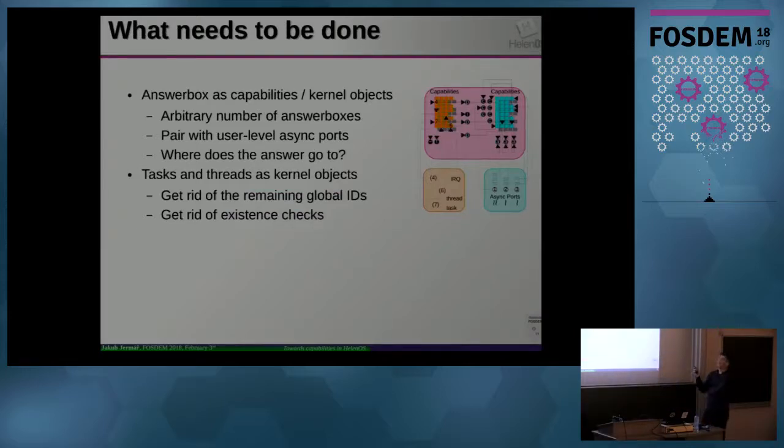So on this picture, you already see that we got rid of the limitation of one answerbox per task. Now we have as many as there are these library entities that were previously mapped to the single answerbox. And with that is related the fact that now it is sufficient to use only the capability handle in order to refer to the respective destination object.